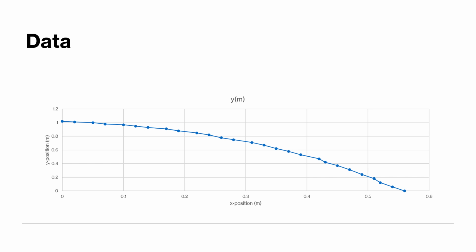Then our data from Tracker gave us a plot. It's not the smoothest line, which we will get into when we talk about our sources of error, but this is a line of the motion that it gave us, with the x displacement on the x-axis and the y displacement on the y-axis.